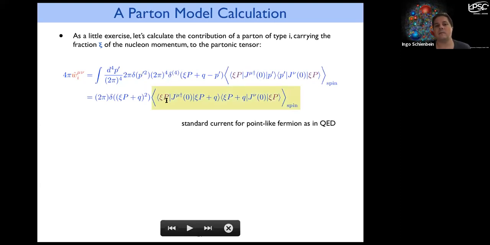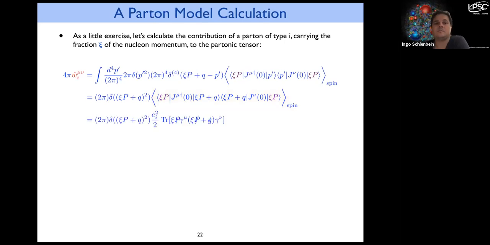So now one can evaluate this average matrix element of currents. And that we know how to do, because now we have a current for point-like fermions, S and QD. So we know that this gives us the typical trace with Dirac gamma matrices and the couplings, the electromagnetic charges which are present in the currents.